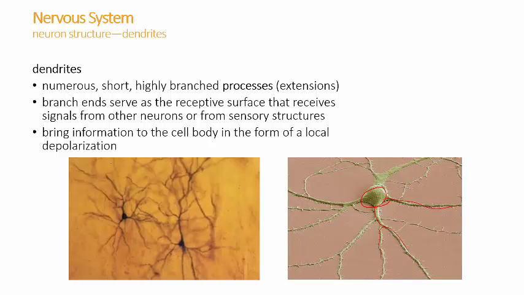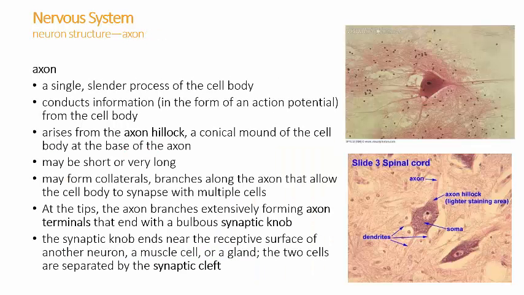And they bring information into the cell body in the form of what's called a local depolarization. We'll make some more sense of that in another video. But they can bring this local depolarization to the cell body. So those are the dendrites. They're the input region of the neuron.